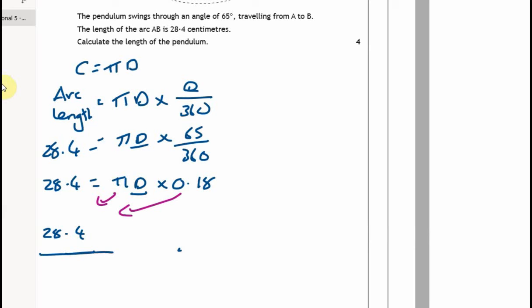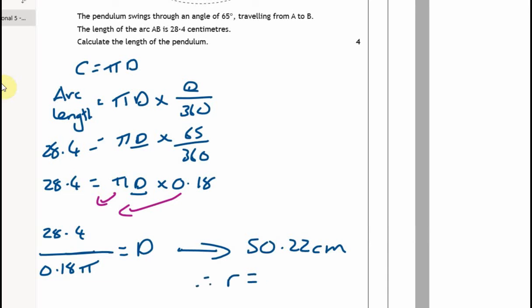Divided by 0.18 pi. So if we solve that, what's that going to be? 28.4 divided by pi times 0.18. That's going to give us 50.222. At that point, I think a lot of people would stop and say, well, that's the answer. But we need to divide that by 2 because we're saying therefore r is equal to half of that. So that's going to be 25, I'll just say 25.1 centimeters.